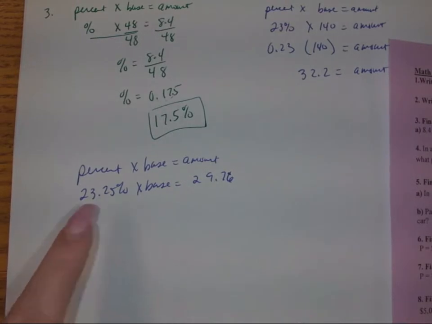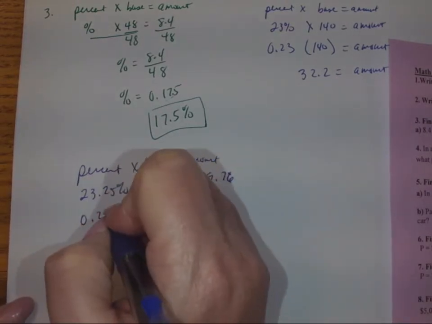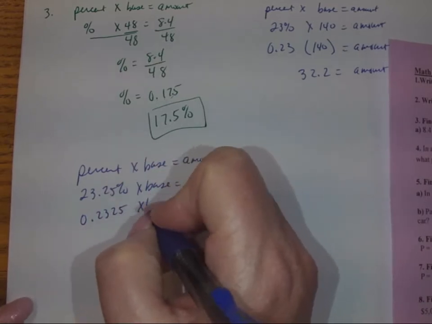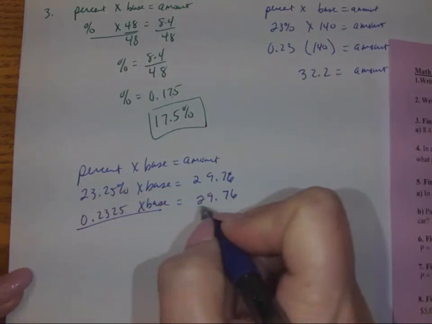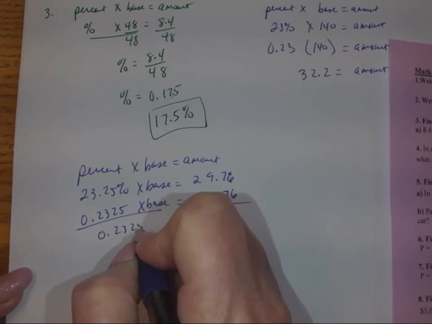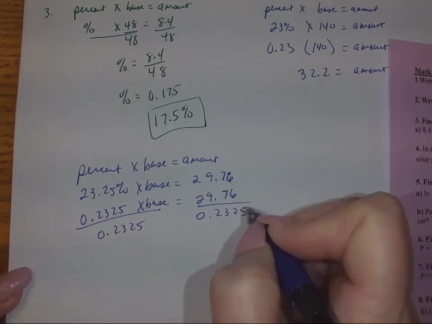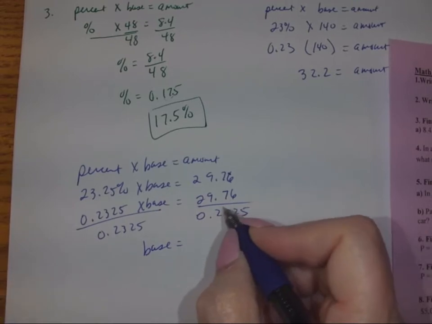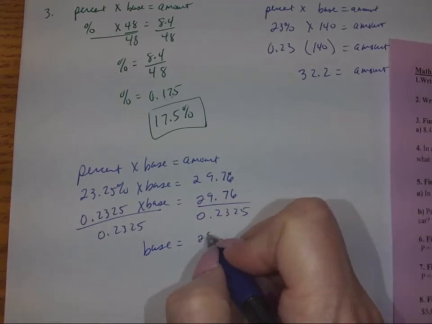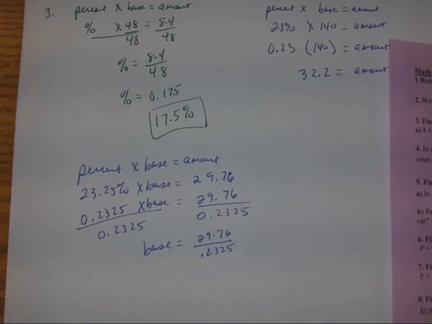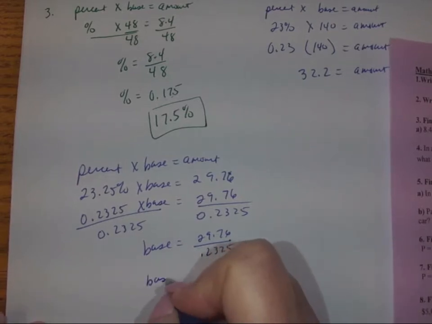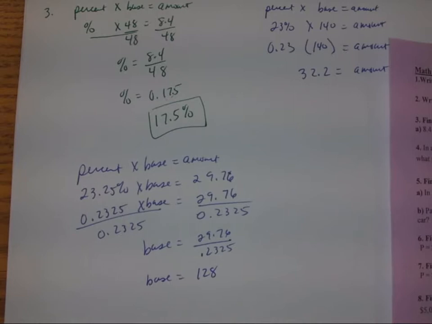So again, change this to a decimal. So 0.2325 times your base equals your 29.76. So we're going to divide both sides by the 0.2325 and get that the base is equal to that 29.76 divided by the 0.2325. When we figure that out, put it in a calculator, you will get that the base is equal to 128. So we have the same formula, and we're just going to plug in what we are trying to find, and just keep working it till you find it.